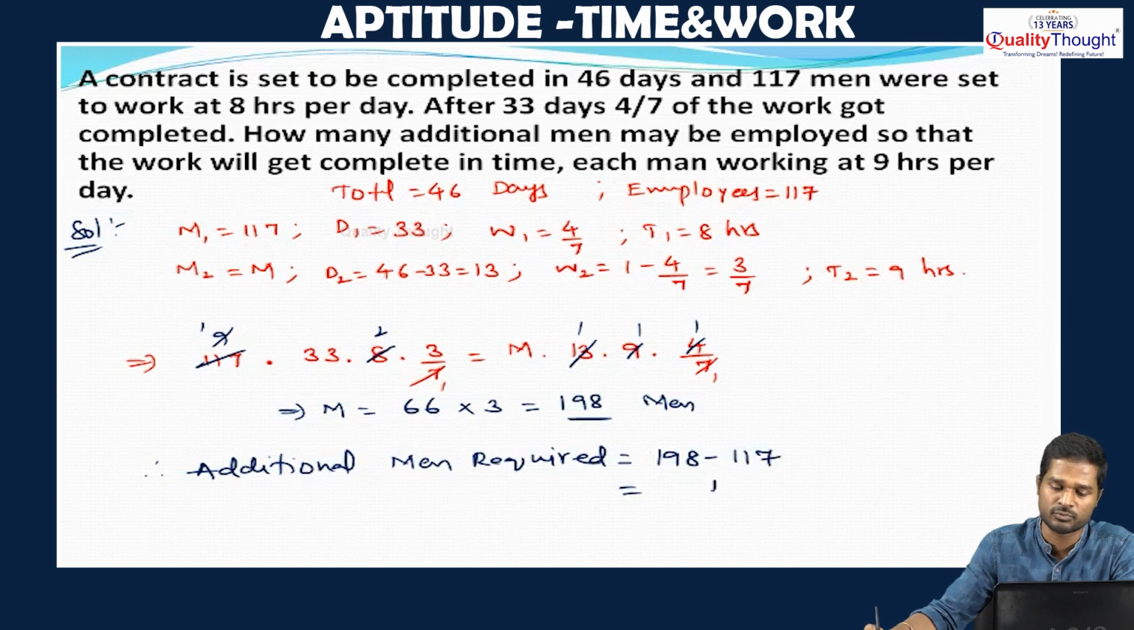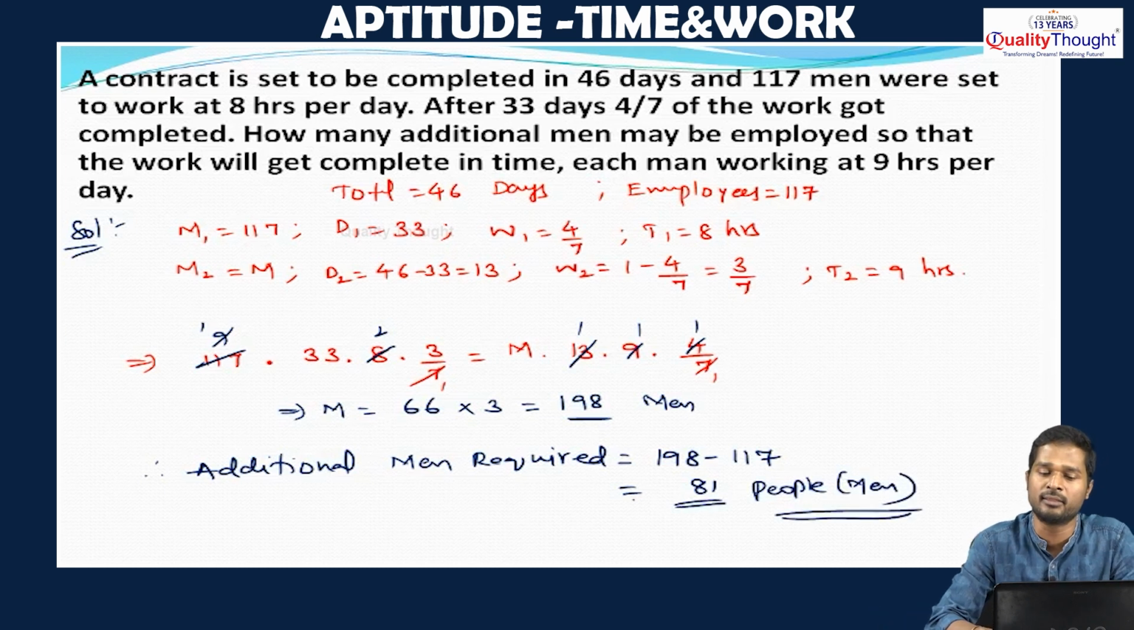8 minus 7 is 1. 9 minus 1 is 8. So 81 people or 81 men, anything is okay. 81 more people are required to complete the work in the given number of days.